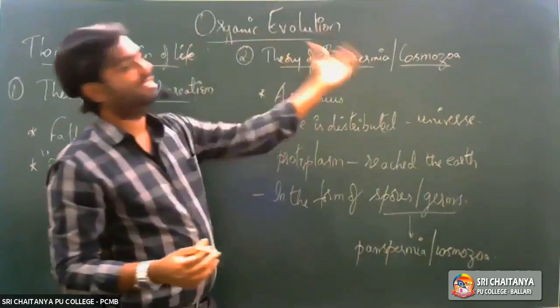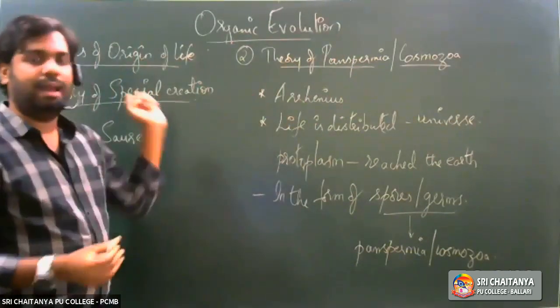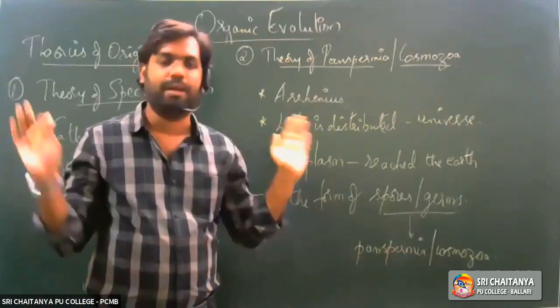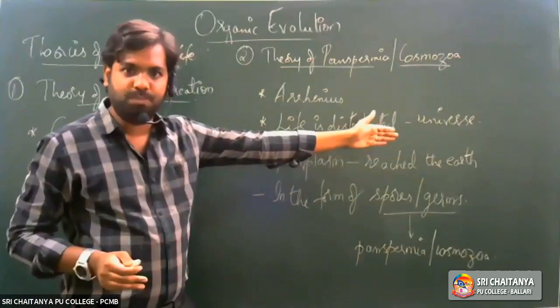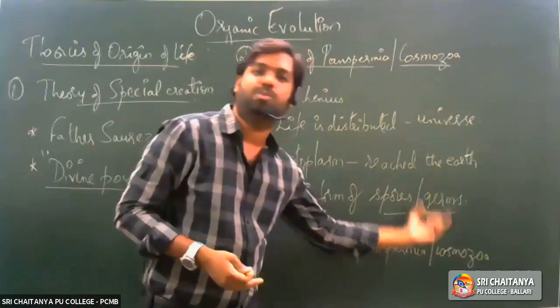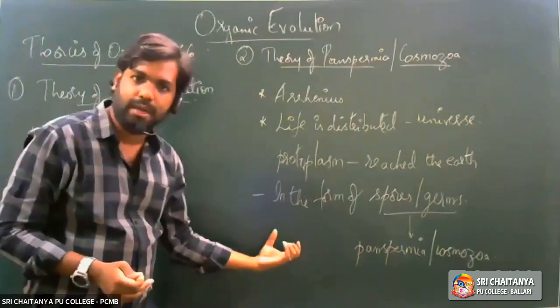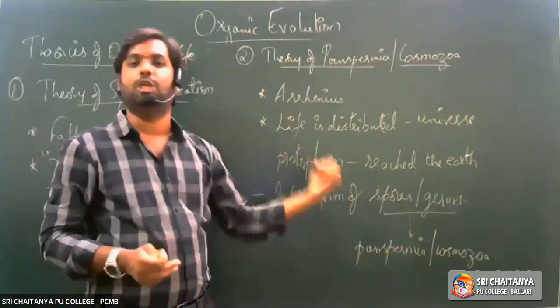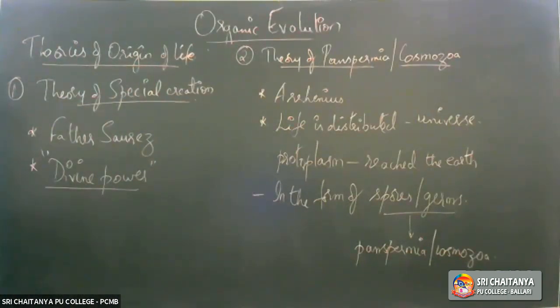What the theory of panspermia or cosmozoa, proposed by Arrhenius, says is that life is distributed throughout the universe. From an unknown part of the universe, protoplasm in the form of panspermia or cosmozoa reached the planet Earth. Once the spores reached the Earth, they started developing into a new organism. So this is the second theory we have, called the theory of panspermia, or the theory of cosmozoa.